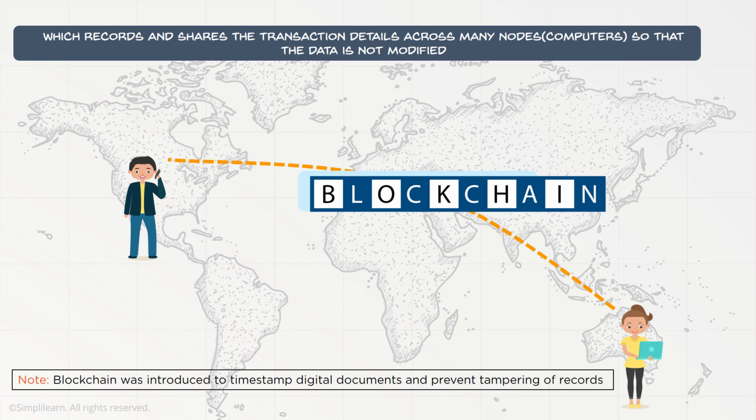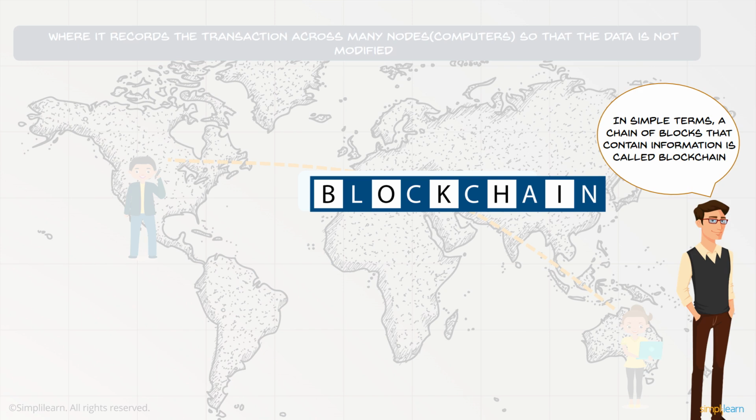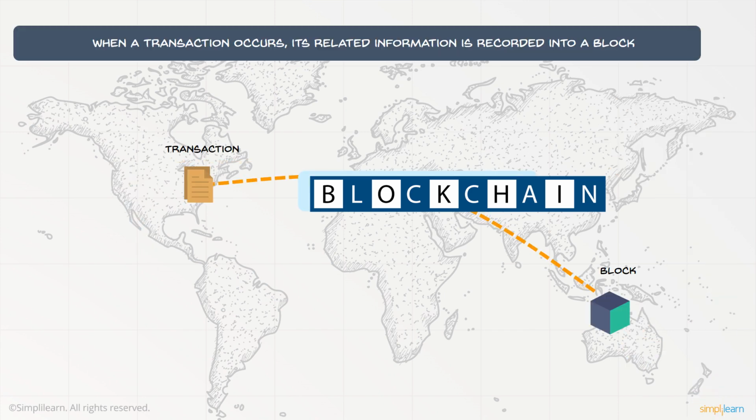Blockchain was originally introduced to timestamp digital documents and prevent tampering of records. In simple terms, a chain of blocks that contain information is called blockchain. Now, when a transaction occurs, its related information is recorded into a block. So as you see, a transaction initiated in one corner of the globe can get registered on the block, and then that block is verified and validated by the miners of the public ledger, and then added to the main blockchain. A block contains aggregated transactions which a miner has to validate, and in lieu of that, the miner gets rewarded.